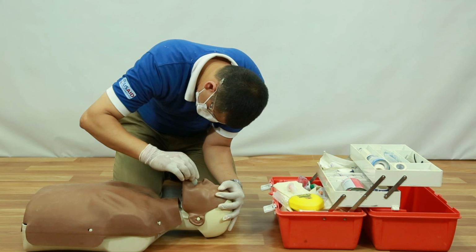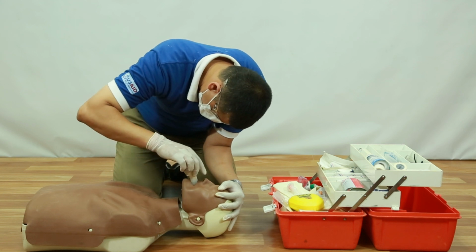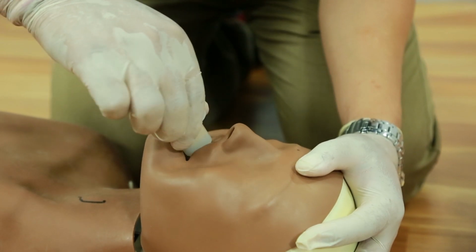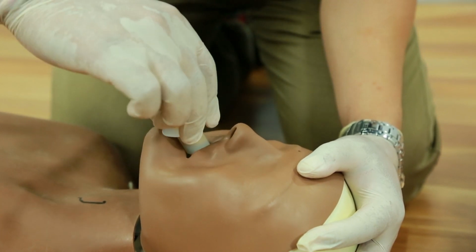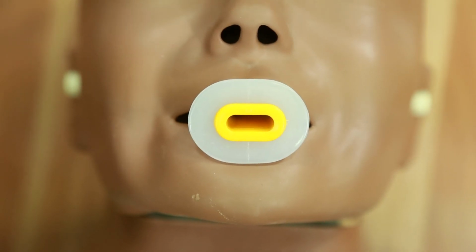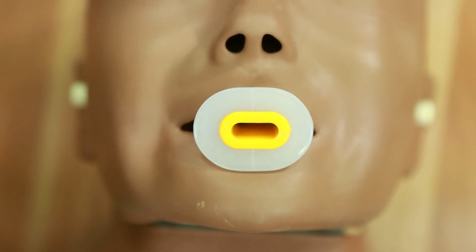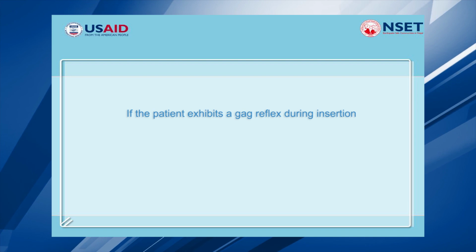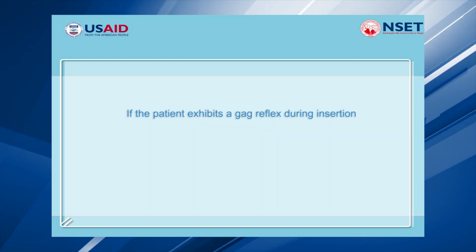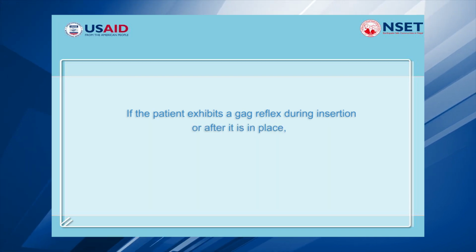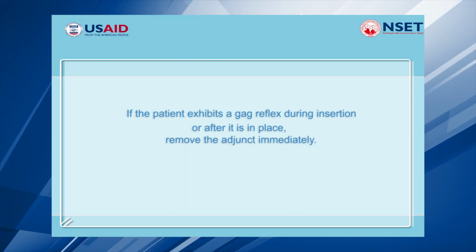When the adjunct touches the back of the roof of the mouth, turn the airway 180 degrees. Advance the adjunct until the flange rests on the patient's teeth, then secure it with tape. If the patient exhibits a gag reflex during insertion or after it is in place, remove the adjunct immediately.